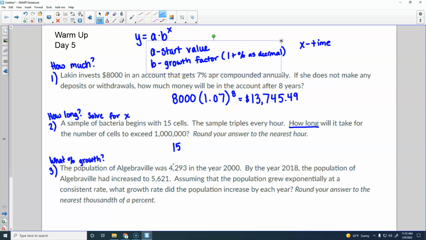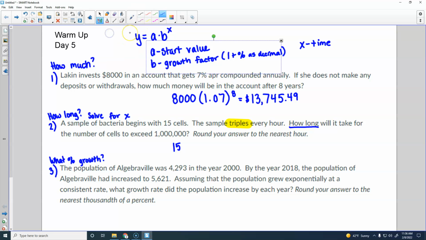I need something like that 7%, right? That I had on the last problem, but I don't have it. And 1,000,000 is not the percent. Like it would have a percent with it. So it looks like that information's missing. But there's a word here that we're going to use that's going to replace that percentage, right? So that word tells us the sample triples. So it means it's multiplied by 3.